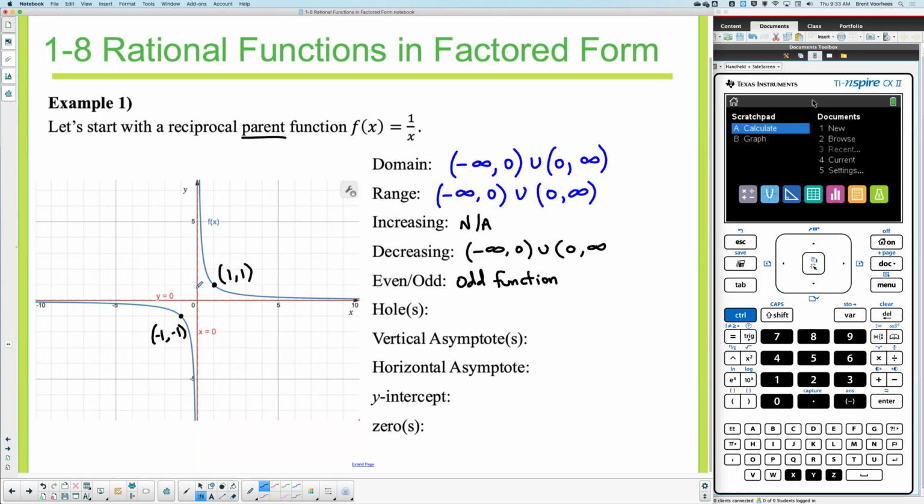Now this graph does not have any holes. We'll be careful about this because when we get to the calculator, it doesn't show you a hole right away. I'll show you how to find it in a moment, but it does not have any holes. A hole is that little open circle, but we don't have any holes on this graph. Okay, second question though, vertical asymptote. Show me with your arm, which way is vertical? Okay, do you have a vertical asymptote in this graph? Yes, we do. What's the equation of that vertical asymptote right there?